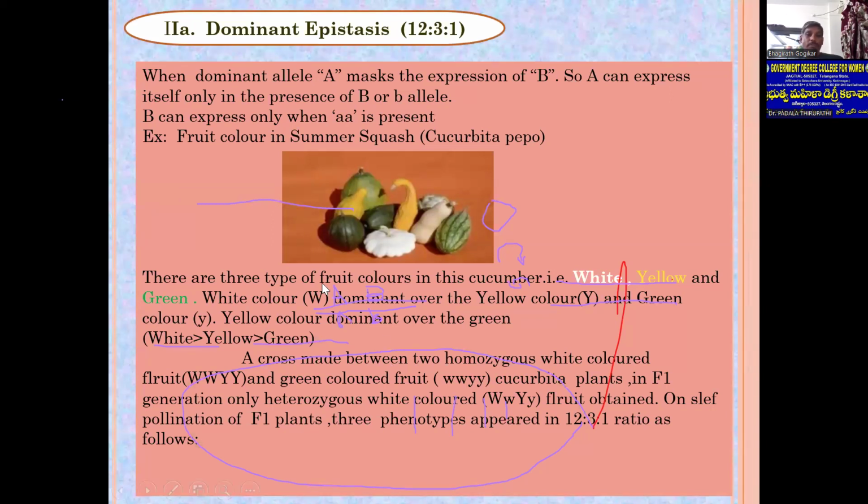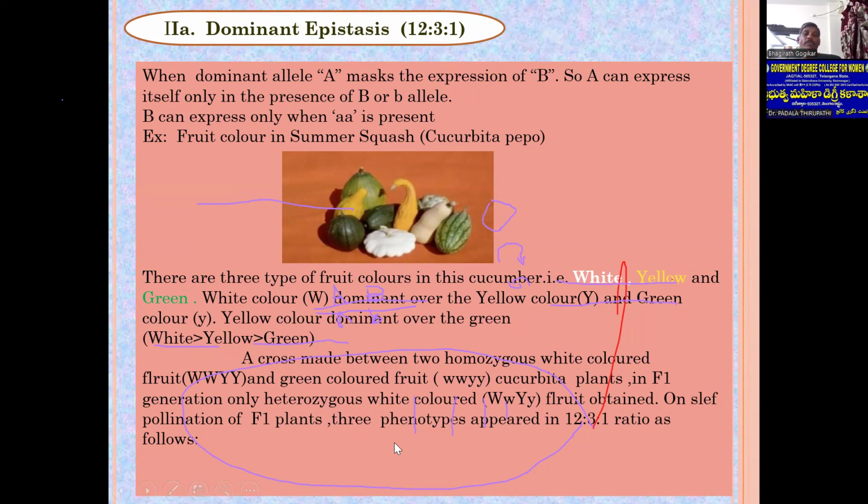There are three types of fruit colors in this regard: white, yellow, and green. White color is determined by capital W, dominant over yellow. Yellow color is Y and green color is small y. Yellow color is dominant over green only, but white color is dominant over both yellow and green.